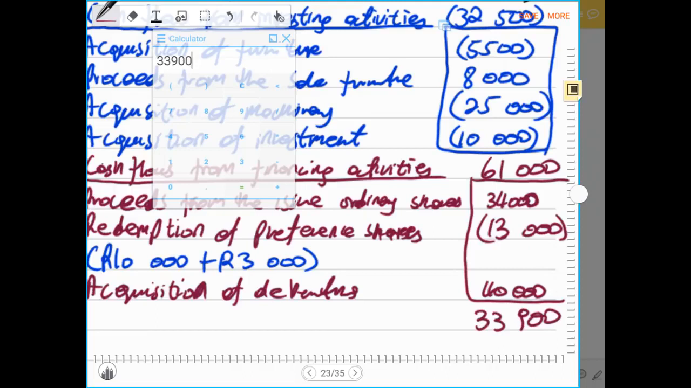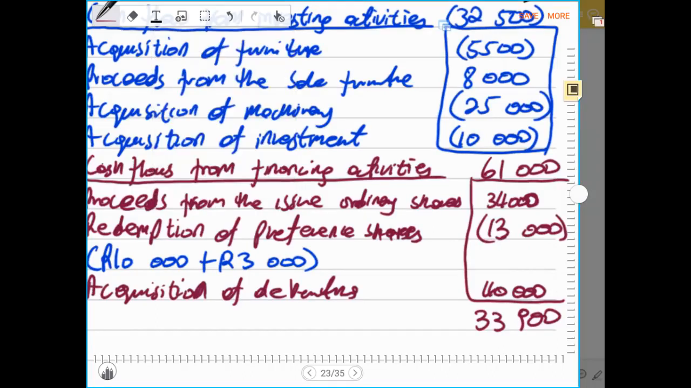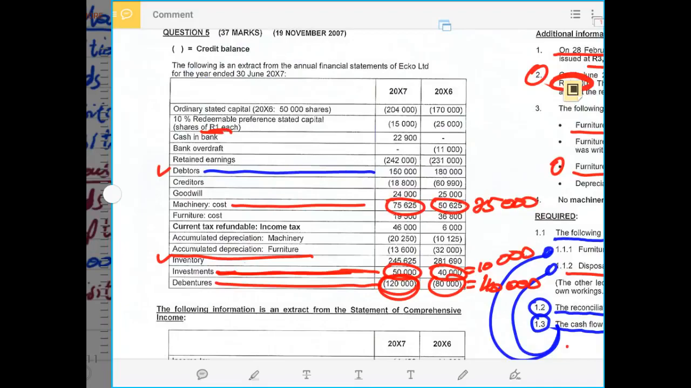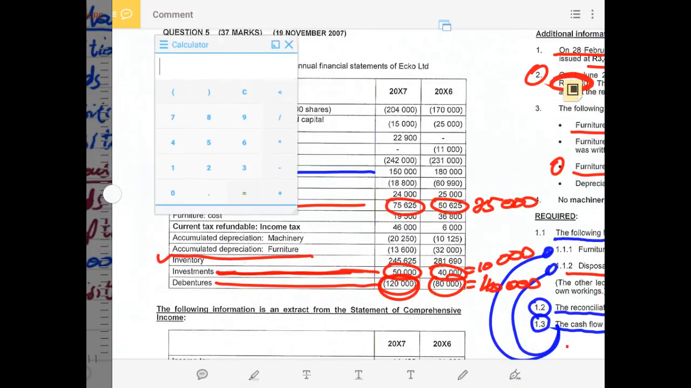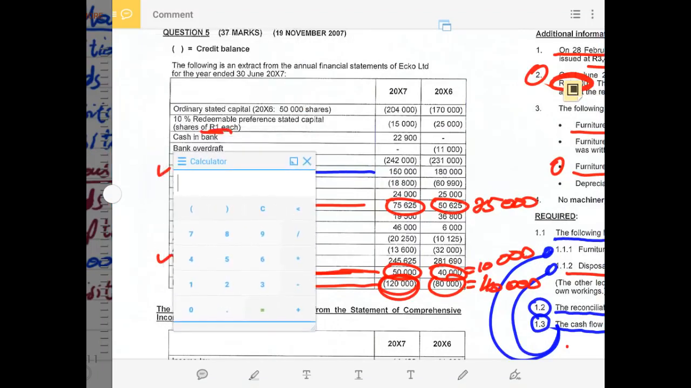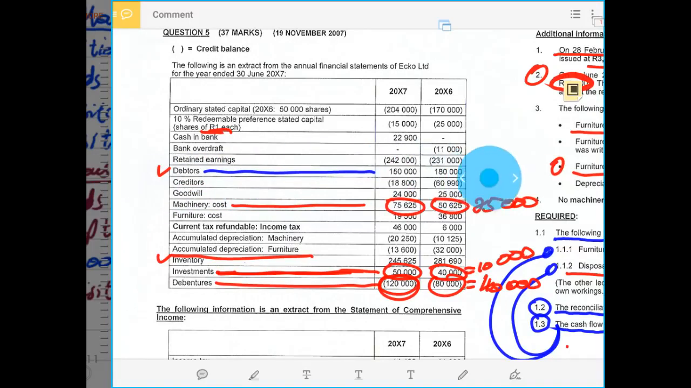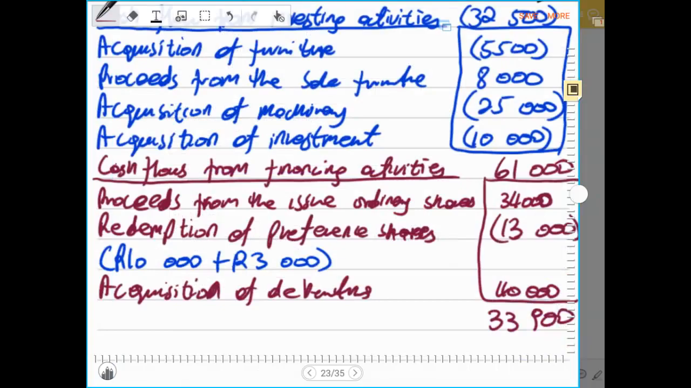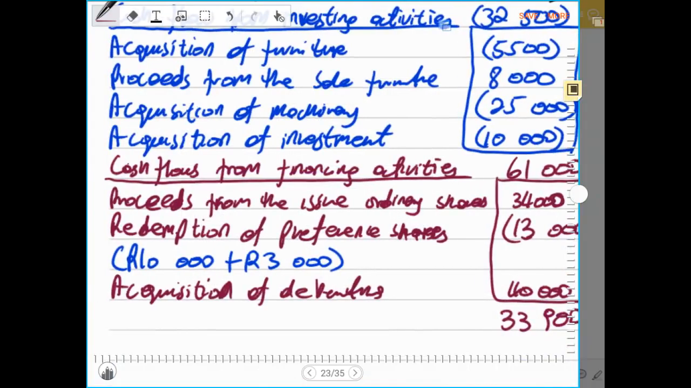Let us just have a rough check if our figures are going to balance or not at this stage of our cash flow. So now we have our banking balances there. This first bank balance is 22,900 plus 11,000. That gives us 33,900. Therefore, now surely our cash flow will balance. I was just doing the test before. Maybe I get surprised when things don't balance.